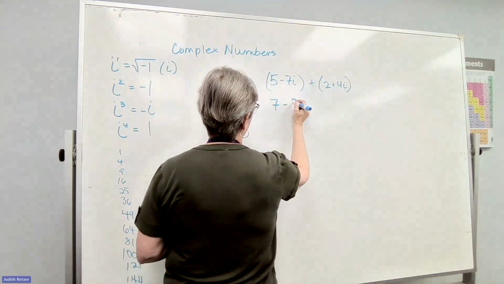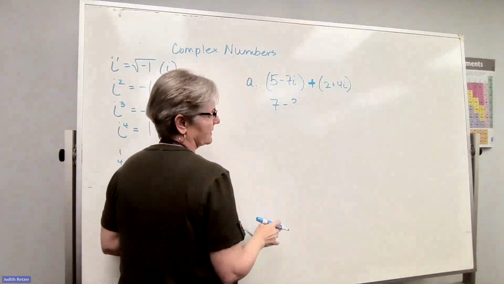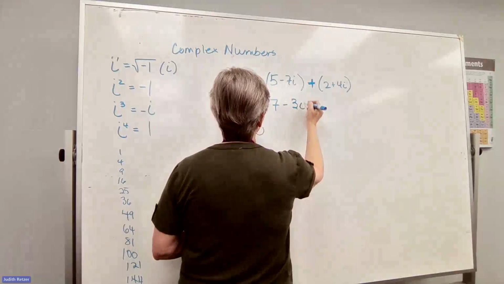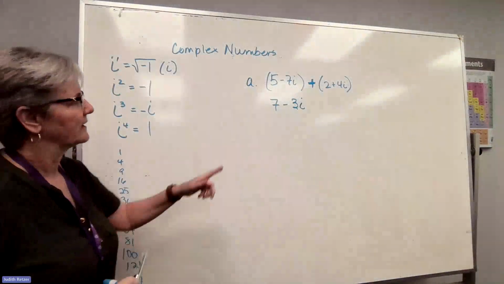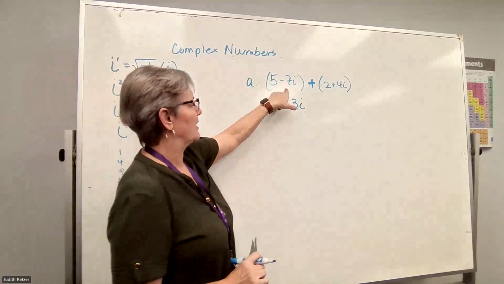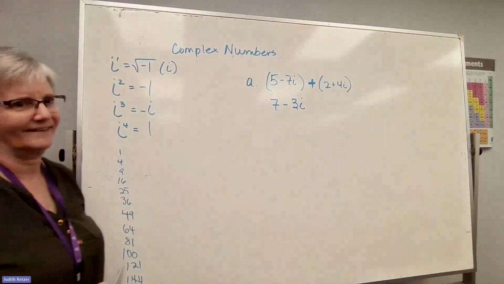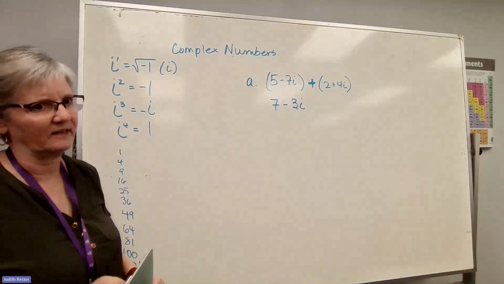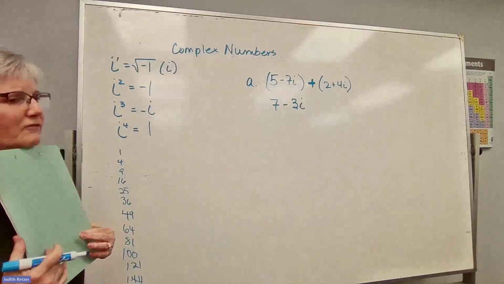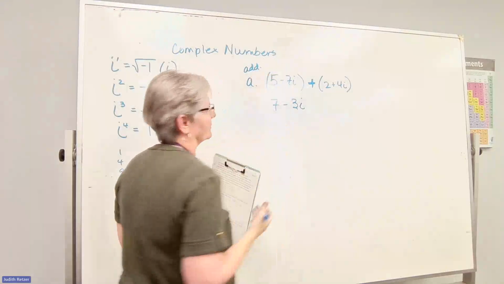Always make sure you look at the symbol. If there's a symbol between, you have to use it. Real with real, that's 7. Imaginary with imaginary, that's negative 3. Don't multiply when there's a plus sign in between. This is not FOIL, this is addition. This is an addition problem.